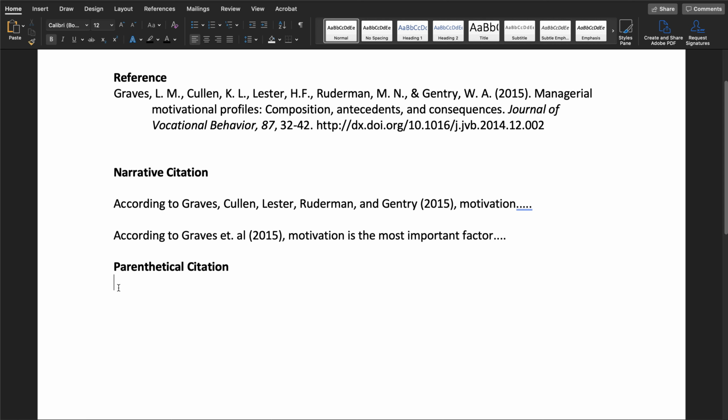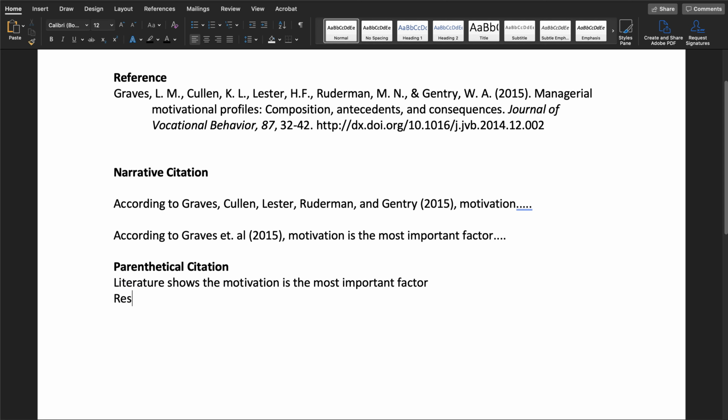So parenthetical citations really serve the same purpose. It's just a little bit different. Usually when you use parenthetical citations, you're making a claim and you're not necessarily focusing on the article. So for example, with narrative, you're saying according to this article. But when you need backup for a phrase, for example, if you say literature shows, right? Literature shows that motivation is the most important factor, right? You're making a huge claim there. So you need to be able to back that up, right?